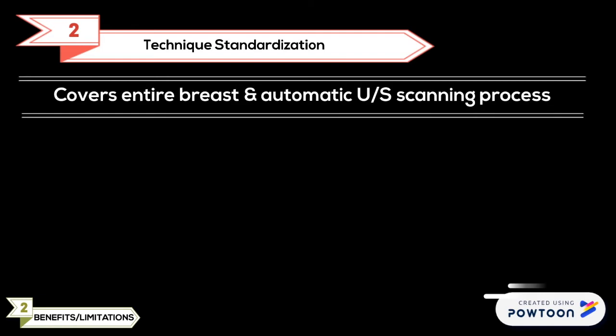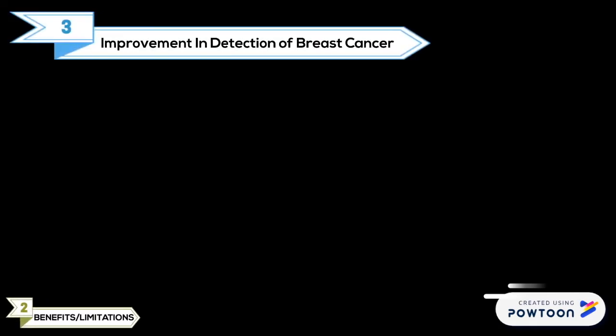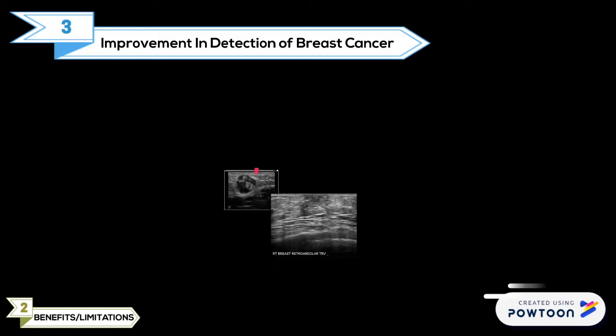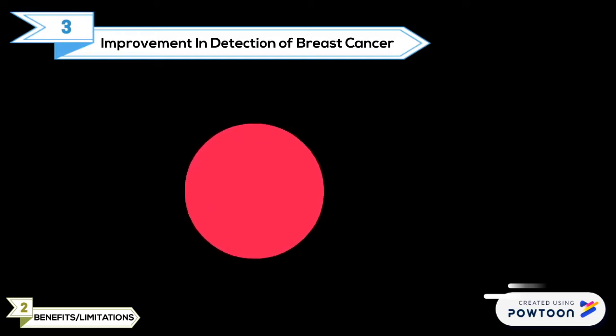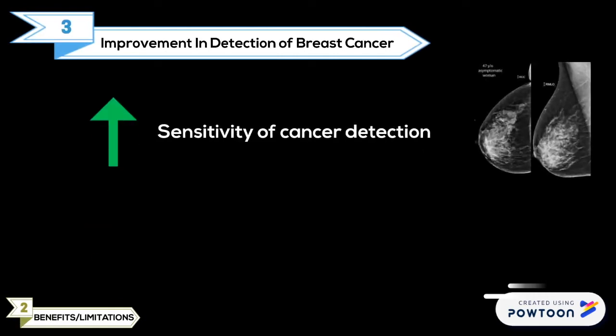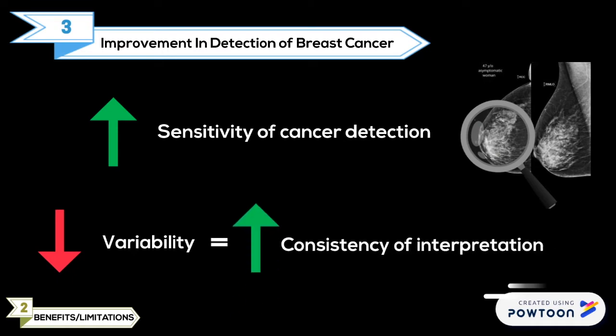ABUS provides technique standardization. It covers entire breast and automates ultrasound scanning process, which decreases operator subjectivity and variation. ABUS provides an improvement in the detection of breast cancer. Initially, the images are taken from the transverse plane, but ABUS provides the 3D reconstruction of those images in a coronal plane. This increases sensitivity of cancer detection and decreases variability, which provides higher consistency of interpretation.